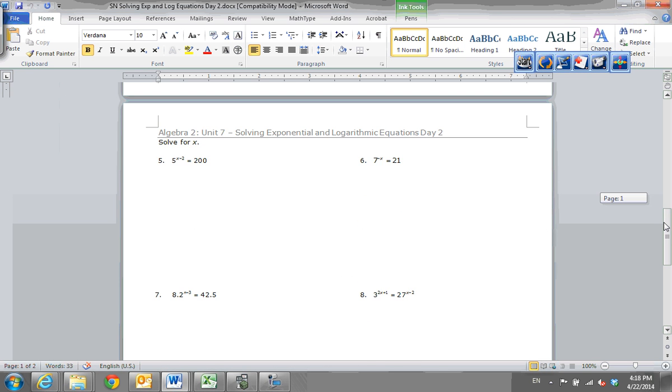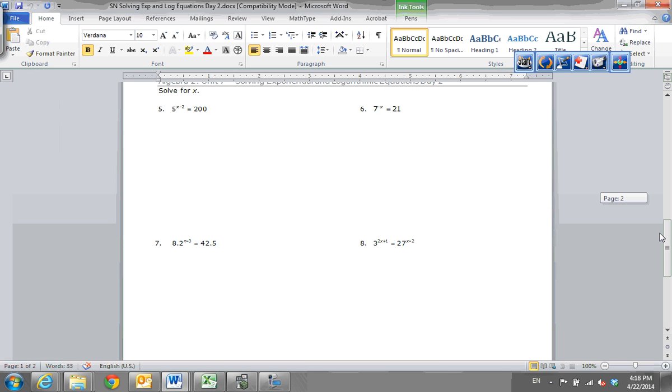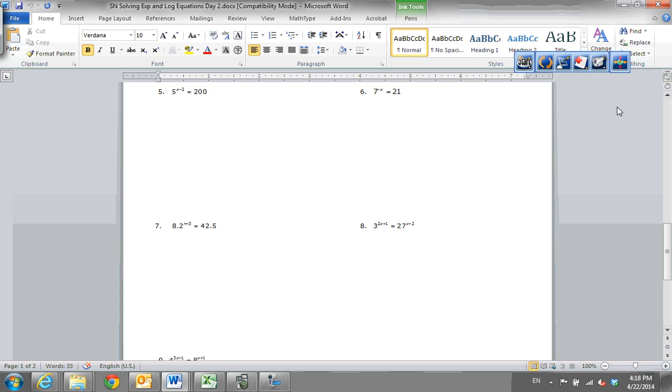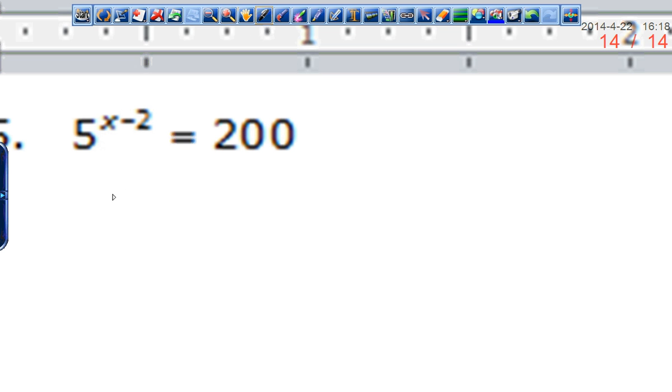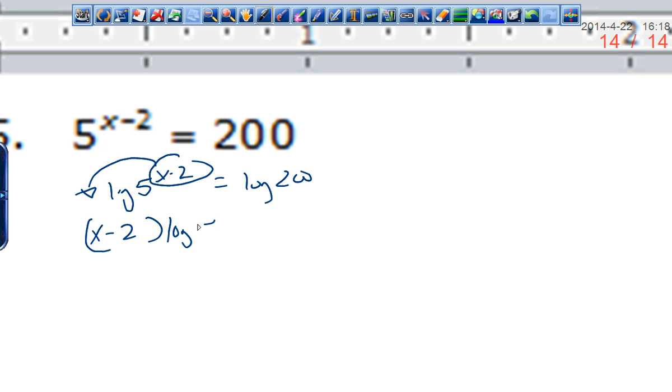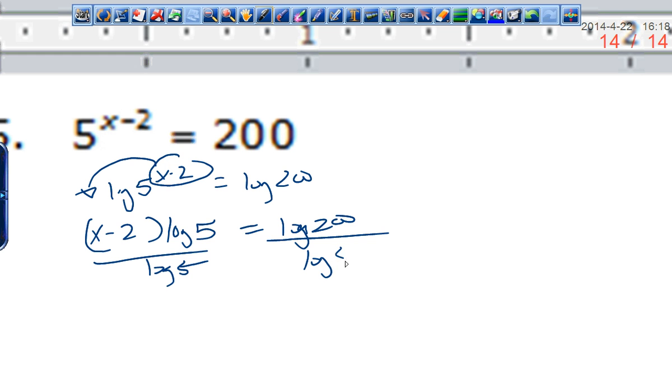Okay, let's move on. On all these, 5, 6, 7, 8, 9, all we're going to do is put this in the calculator over and over again. But before we do that, we have to take the log of both sides. So log of 5 to the x minus 2 equals log of 200. I'm moving x minus 2 in front. Then I'm going to divide by log of 5. So I'm going to get x minus 2 left over here. The last thing I want to do is get x alone, so I'm going to add 2. And that's what x is going to be.